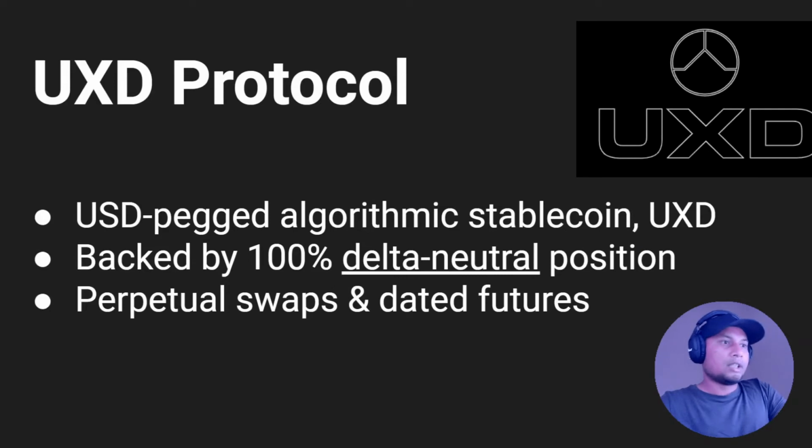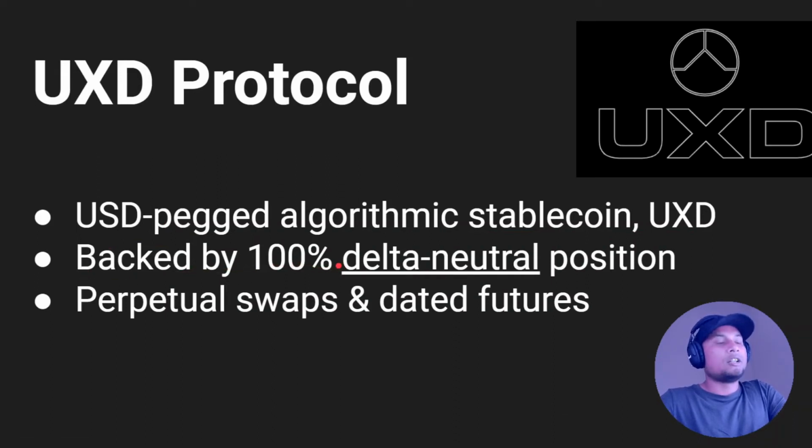And now comes the UXD protocol. The UXD protocol brings a different paradigm to how we can think about stablecoin. Of course, the stablecoin trilemma remains the same. It needs to be capital efficient, decentralized, and stable. UXD is a USD pegged algorithmic stablecoin. That is the token name, and it's USD pegged in the sense that one UXD is always equal to $1, but it's not backed by a dollar. That's the main thing.